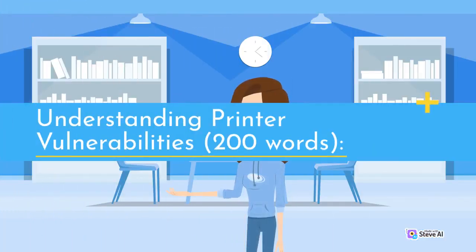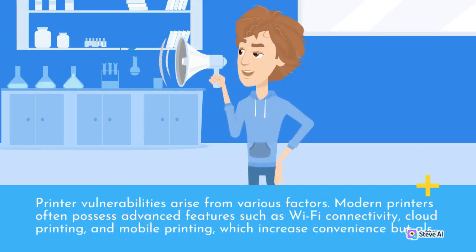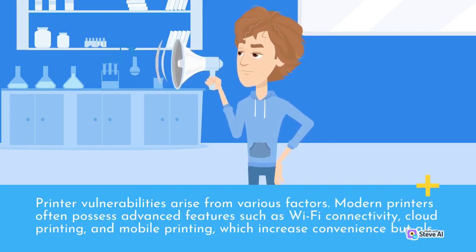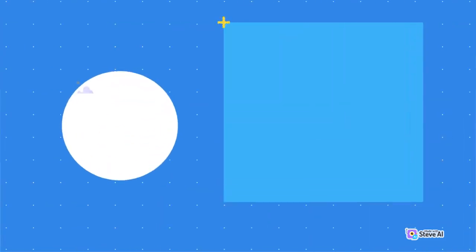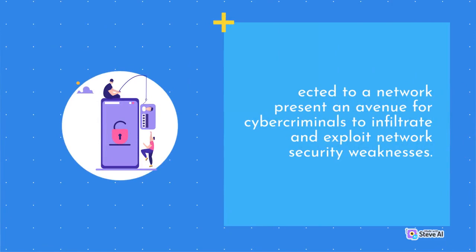Understanding printer vulnerabilities: 200 words. Printer vulnerabilities arise from various factors. Modern printers often possess advanced features such as Wi-Fi connectivity, cloud printing, and mobile printing, which increase convenience but increase the potential for security breaches. Additionally, printers store digital copies of documents in their internal memory, which can be accessed by skilled hackers. Furthermore, printers connected to a network present an avenue for cybercriminals to infiltrate and exploit network security weaknesses.